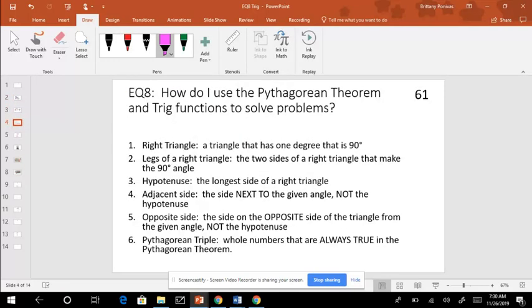And then make sure on page 61 you have all of these 6 vocabulary and word wall words written down because you will need to know what those mean throughout this EQ.